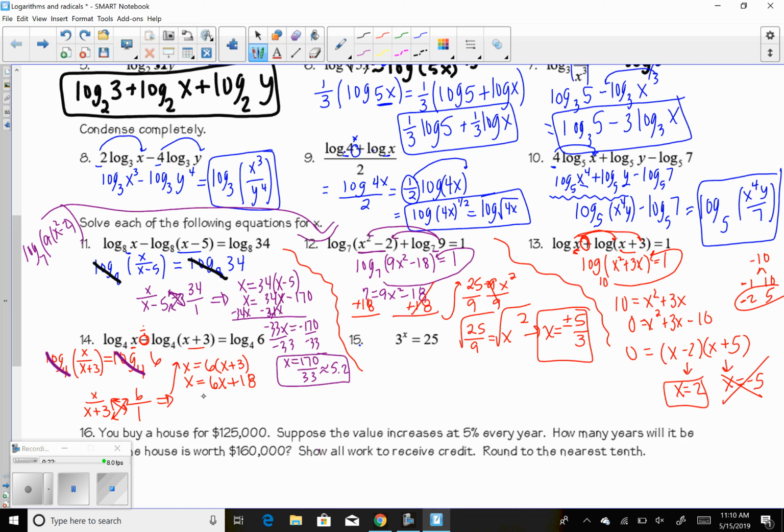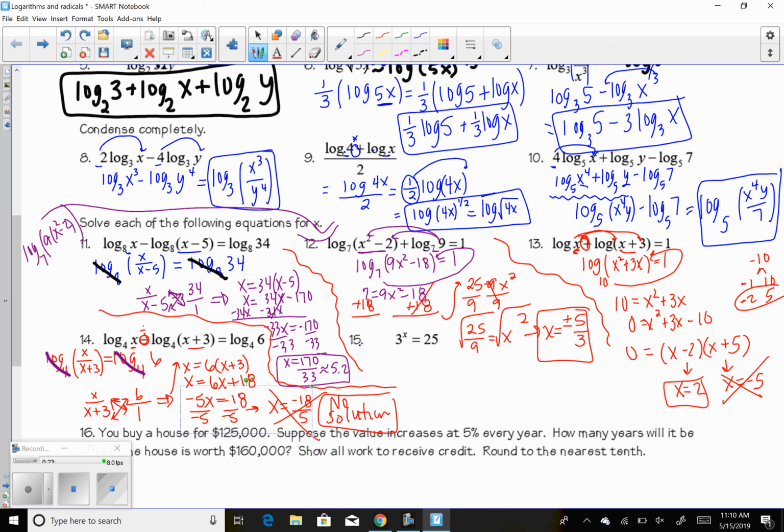Subtract 6x from both sides. So when I subtract 6x from x, I get negative 5x equals 18. And then we divide by negative 5. So you get x equals negative 18 over 5. Then you go back and you check negative 18 over 5. Well, when my only solution is negative and I've got an x by itself, that guy is out. He doesn't work. So this is no solution. So no solution for 14.